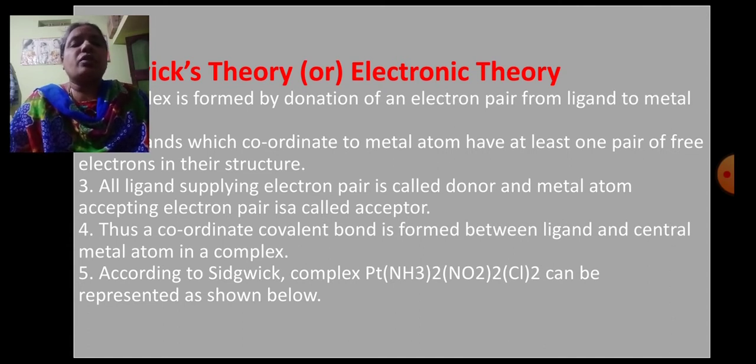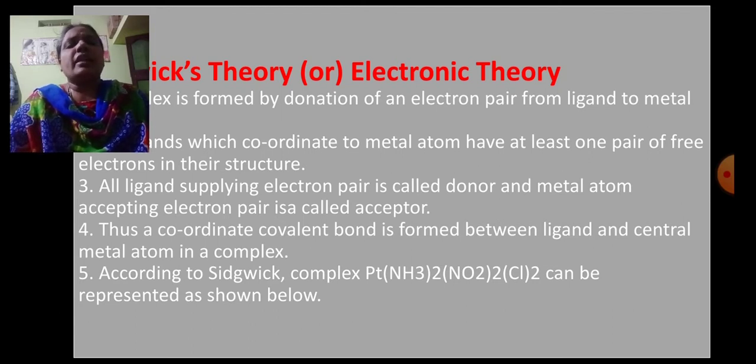In the first one, the nature of the bond between the metal or metal ion and the ligand, according to him, a complex is formed by the donation of an electron pair from a ligand to the metal or metal ion. That means a ligand will donate an electron pair towards a metal or metal ion, thereby the complex is formed according to Sidgwick.